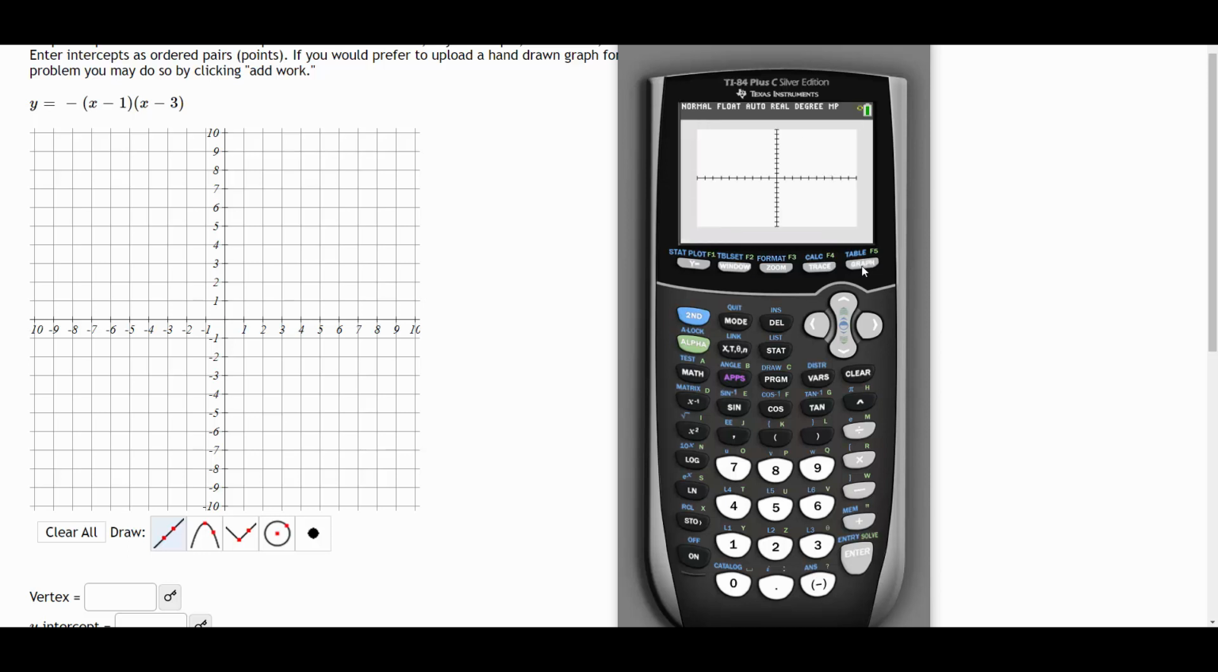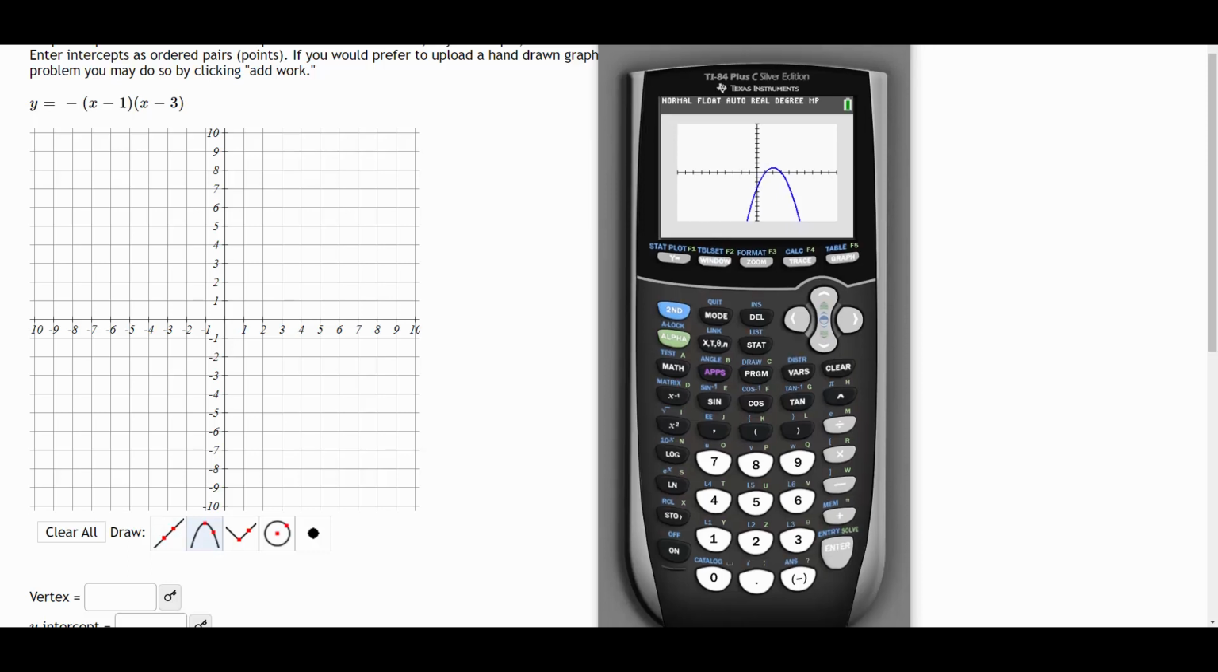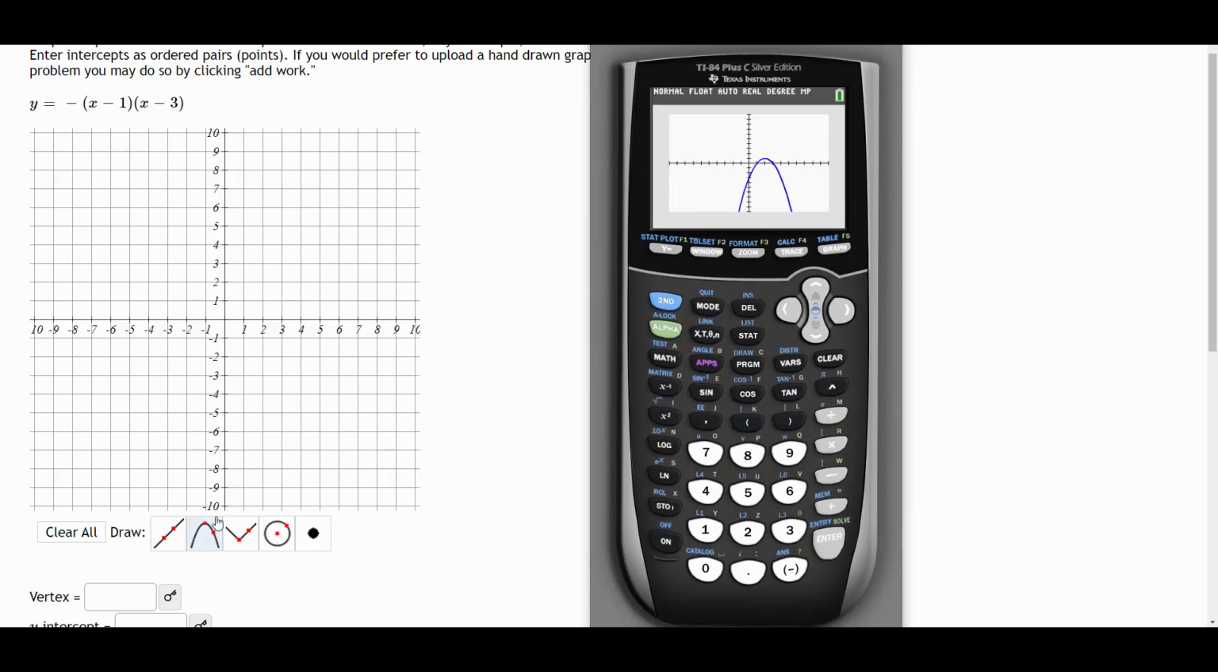And I'm going to go ahead and hit graph and see what it draws for me. Okay. So I notice the shape here is a parabola. All right, and you'll notice over here at the bottom of the MyOpenMath problem, there's several different shapes that you can choose from. So based on what I'm seeing on the calculator, we're going to be choosing the parabola shape. Okay. All right, so now the next thing I need to know, if I want to graph the parabola, I need to know the vertex first.